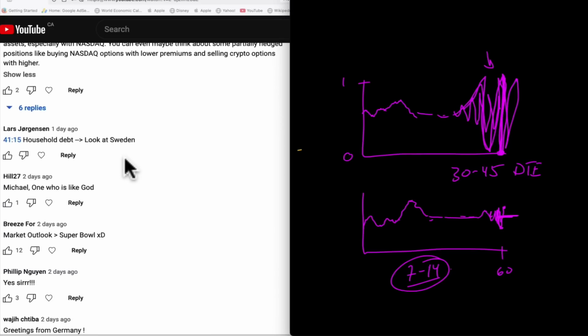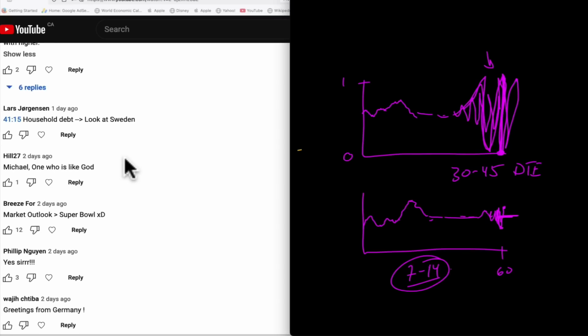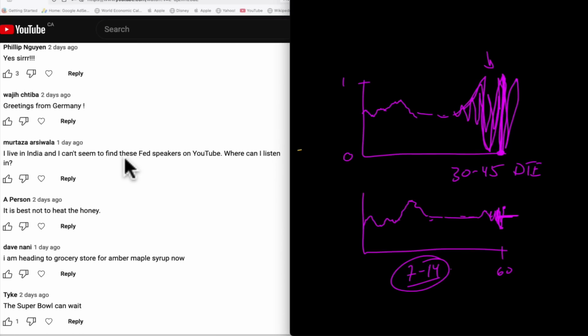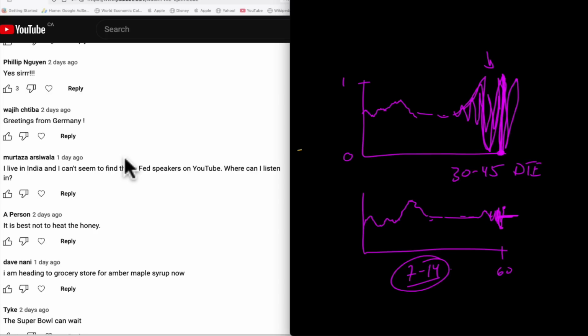Household debt, look at Sweden. Yes, but do you have maple syrup, right? Let's see. I live in India. I can't seem to find these Fed speakers on YouTube. Where can I listen in?